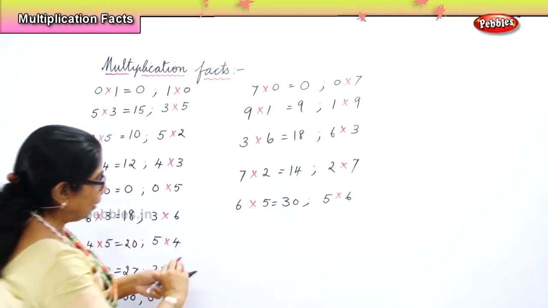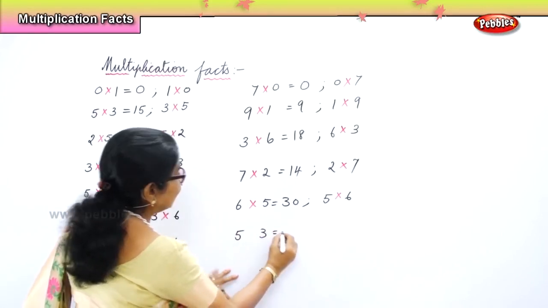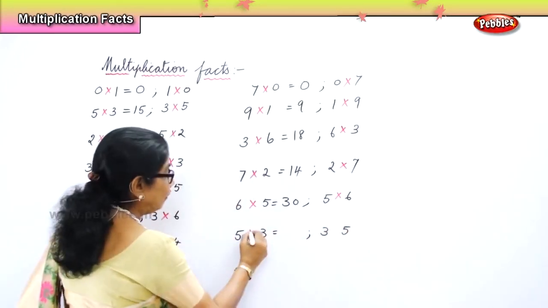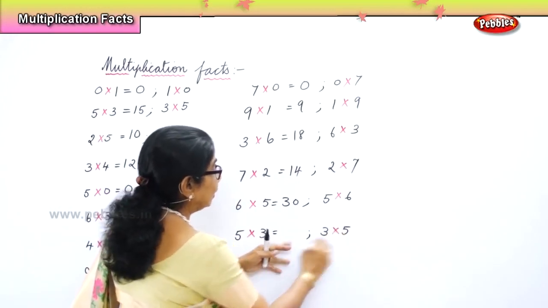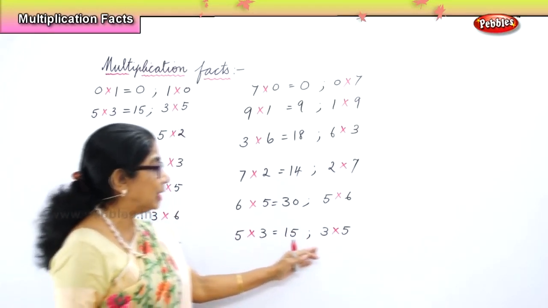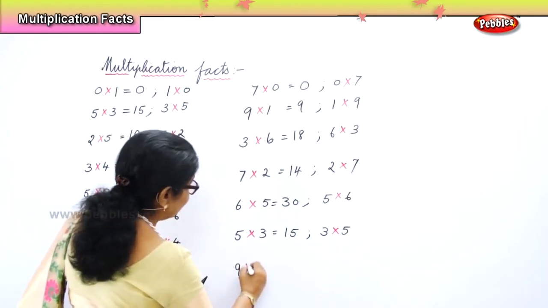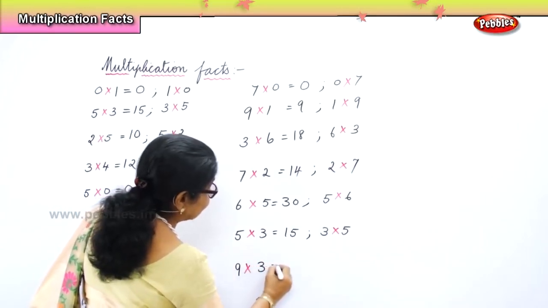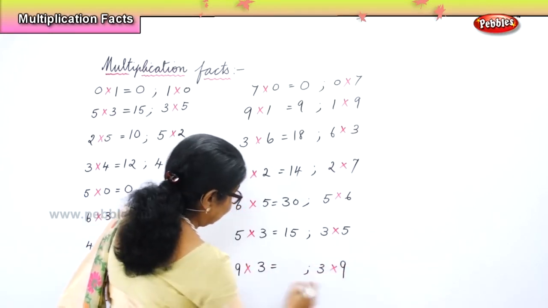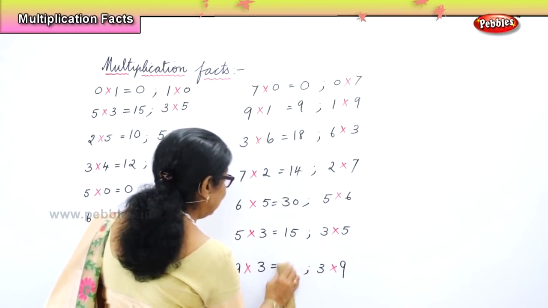Alright. Now let's take 5. 5 into 3 is same as 3 into 5. 3 fives are 15. 3 fives are 15 is same as 5 into 3 is the same as 3 into 5. Now, 9 into 3 is same as 3 into 9. 9 threes are 27.